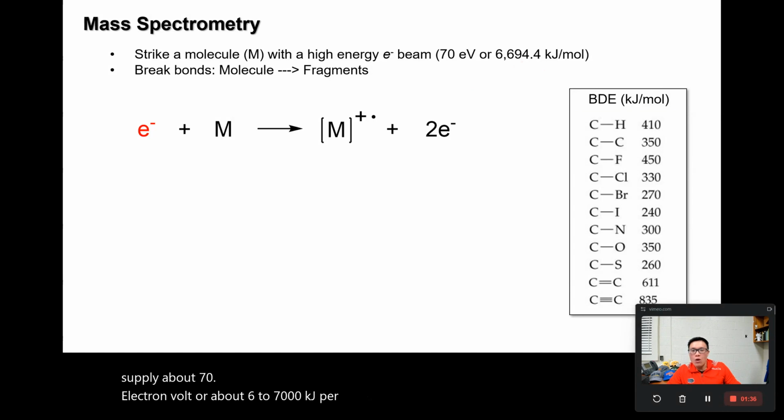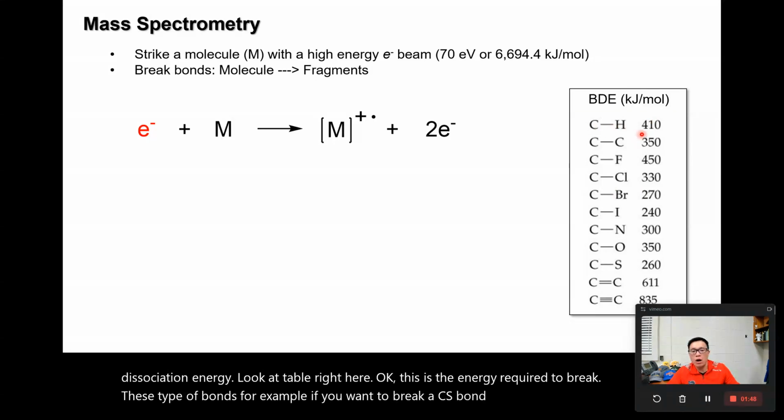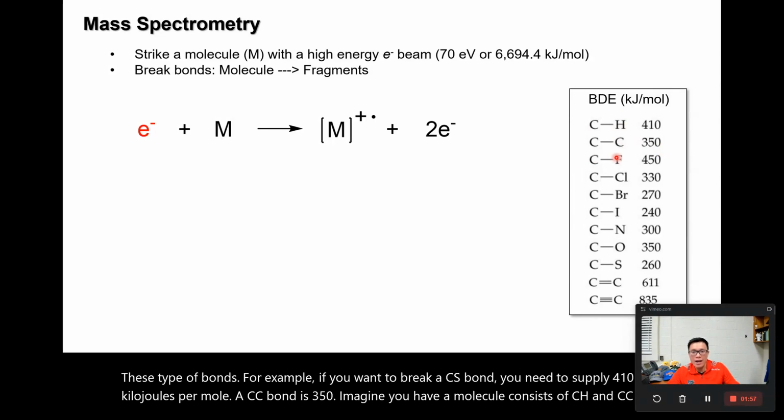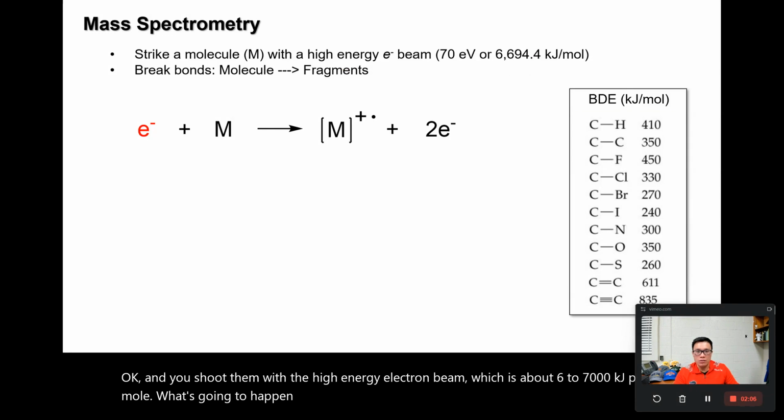Is that high? Well, compared to the bond dissociation energy, look at the table right here. This is the energy required to break these types of bonds. For example, if you want to break a C-H bond, you need to supply 410 kilojoules per mole. A C-C bond is 350. Imagine you have a molecule that consists of C-H and C-C bonds, and you shoot them with the high energy electron beam, which is about 6 to 7,000 kilojoules per mole. What's going to happen to these bonds?